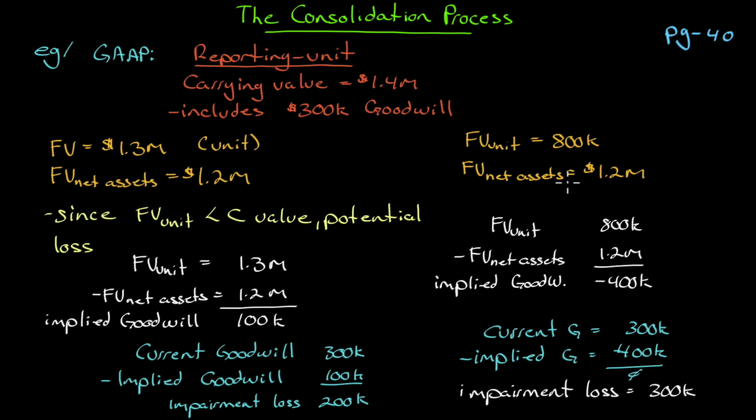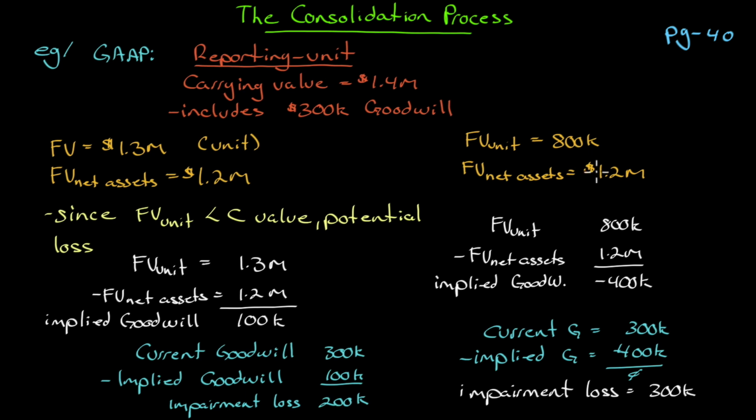So GAAP first asks a question. Since the fair value of the unit is less than the carrying value, there is a potential loss. So we take the fair value of the unit at $1.3 million minus the fair value of the net assets, $1.2 million. That implies goodwill of $100,000. So we first have to figure out what the implied goodwill is, right? We have implied goodwill of $100,000. This included $300,000 goodwill. So the current goodwill was $300,000. The fair value of the unit and the fair value of the assets implies that there's $100,000 of goodwill. So the impairment loss is $200,000. Under IFRS, the impairment loss was $100,000. Here, the impairment loss is $200,000.